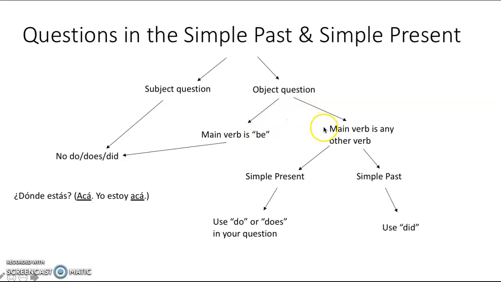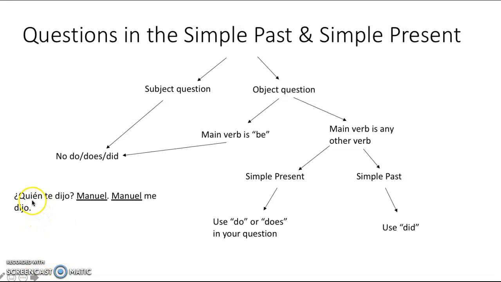Now we have to look at the main verb. Here is estar, so in English, to be. So we go here, the main verb is be. We don't use do or does or did. Ojo, even though it's an object question, because the verb is be, we have no do, does, or did. Take a moment and translate this into English. Ready to check the answer? Here we go. Where are you? Okay, no do, did, or does.